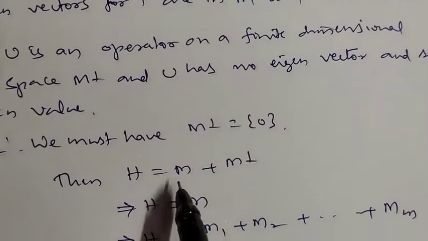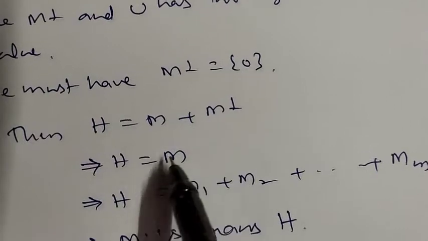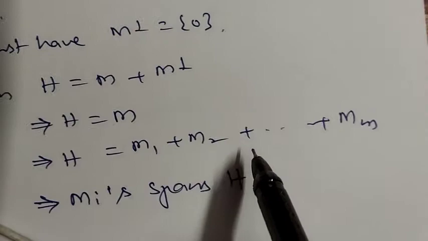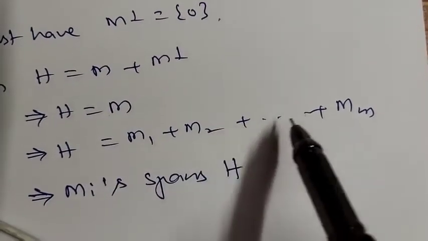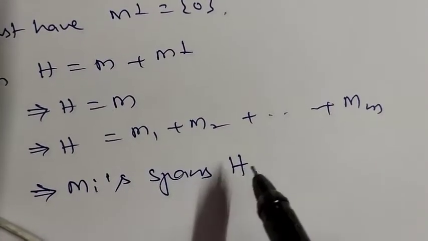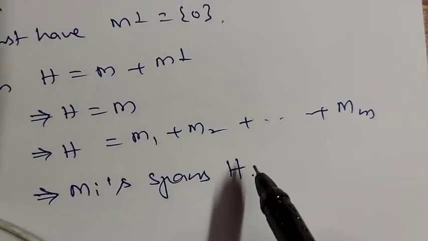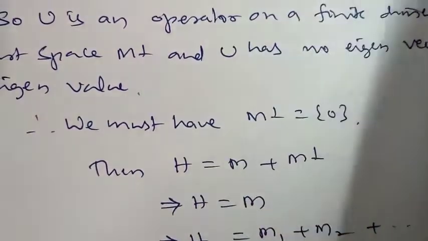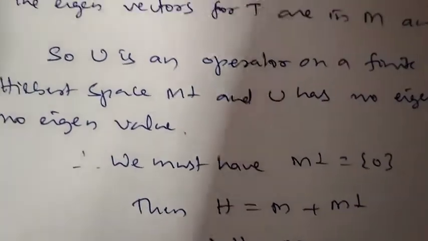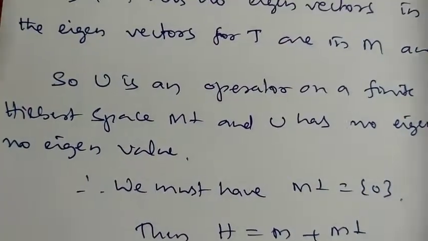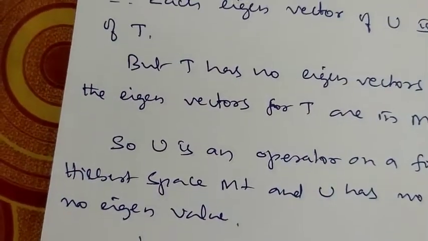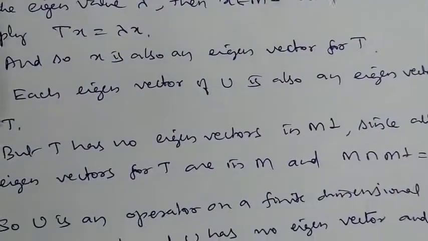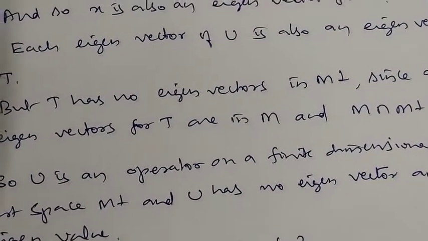But H is the sum of M plus M lambda. M lambda is 0 means H becomes M. So H is equal to M, meaning M1 plus M2 etc. Mm. Now H is the sum of these subspaces, which means these Mi's span H. So we have proved that these Mi's span the Hilbert space H, which is condition 1 that we needed to prove. We have assumed that T is normal and we have shown that the Mi's are pairwise orthogonal and span the Hilbert space H.